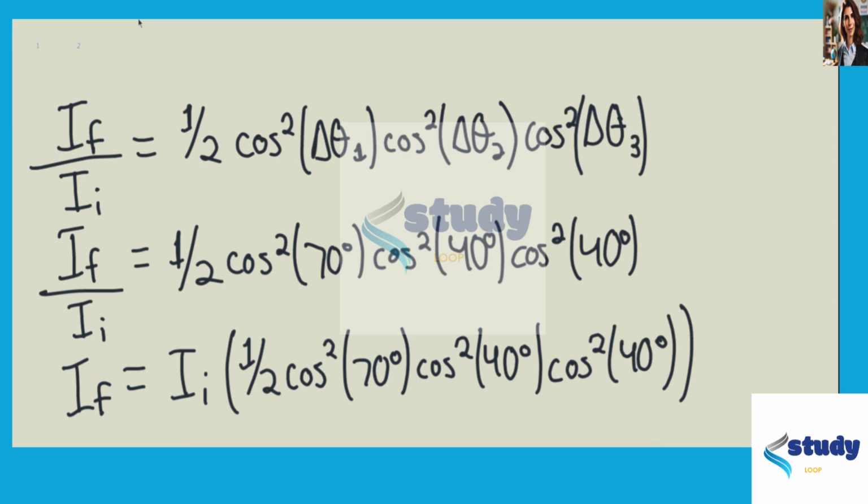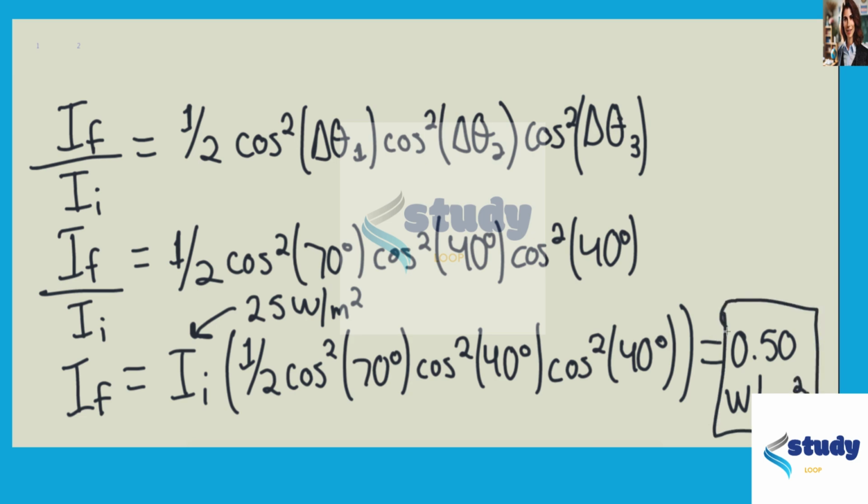We know that our intensity is 25. So once we plug in 25 watts per square meter for the initial intensity, this is equaling 0.50 watts per meter squared. This would be our final intensity. That is the end of the solution.